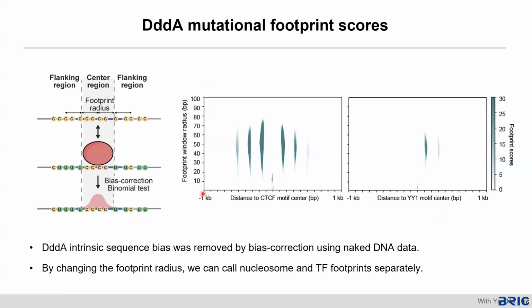For example, if I set the footprint window as 20 base pair, I could detect the CTCF footprints. However, if I increase the footprint window up to 50 to 70 base pair, I was able to detect the nucleosome footprints. Depending on the transcription factor types, it shows a different intensity of TF footprints as well as different nucleosome phasing patterns. Compared to YY1, you can see that the CTCF footprint is much stronger, and it also shows a more symmetric nucleosome phasing pattern compared to YY1, which shows an asymmetric phasing pattern.